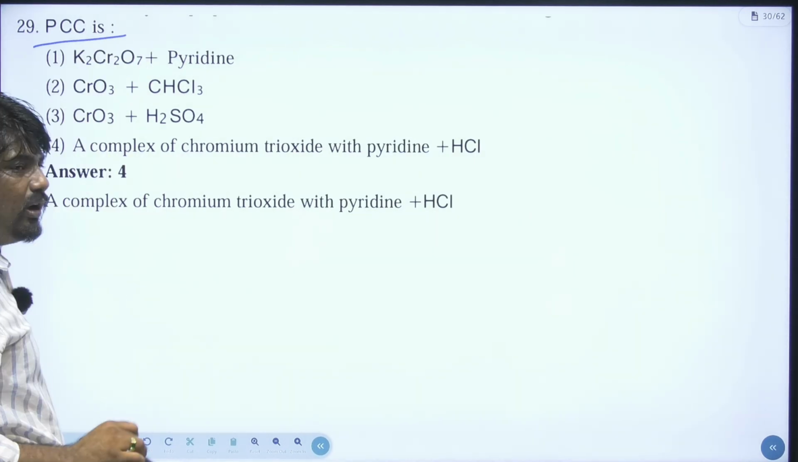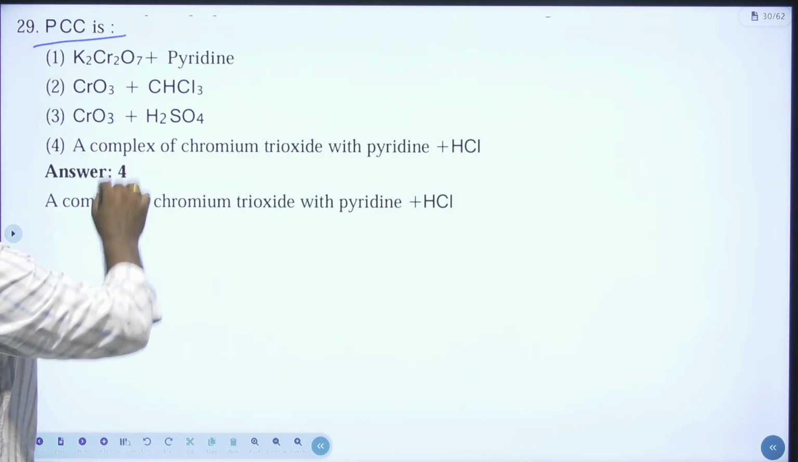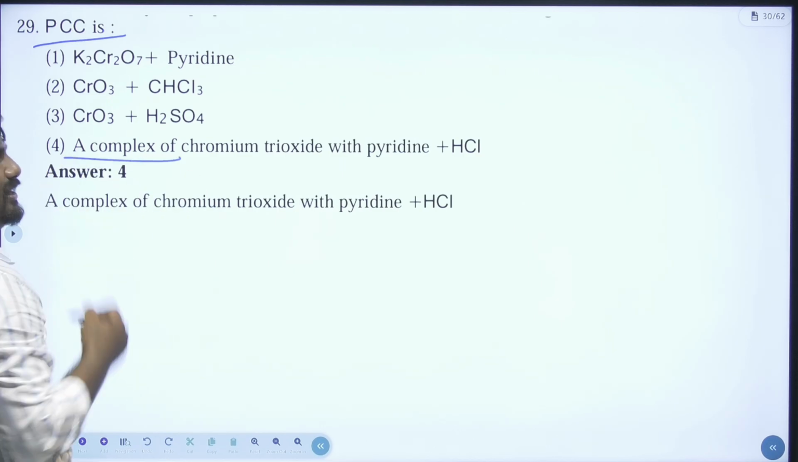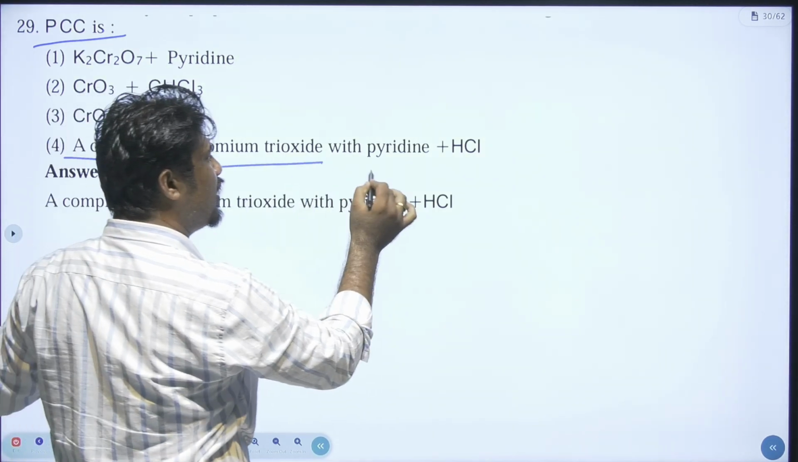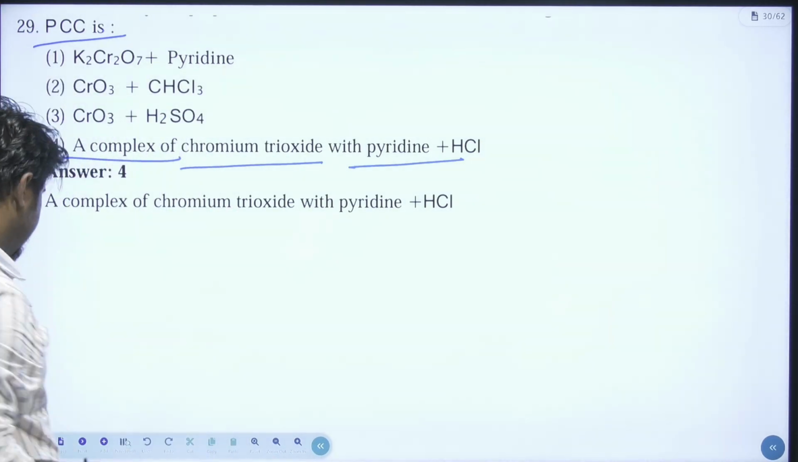How do you prepare PCC? PCC means pyridinium chlorochromate. This pyridinium chlorochromate is a complex. It is prepared from chromium trioxide with pyridine and HCl. Comes the last question.